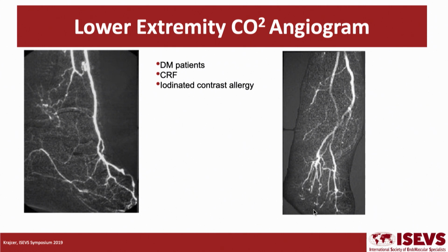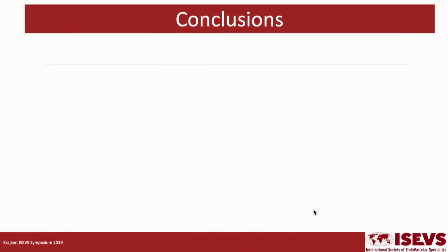What is very important is when you are obtaining a CO2 angiography in the lower extremity, it is much better to inject it through a larger catheter, such as a sheath, and less beneficial to inject it through the end-hole catheter or a very small catheter, because you will have less than optimal imaging with this particular approach.